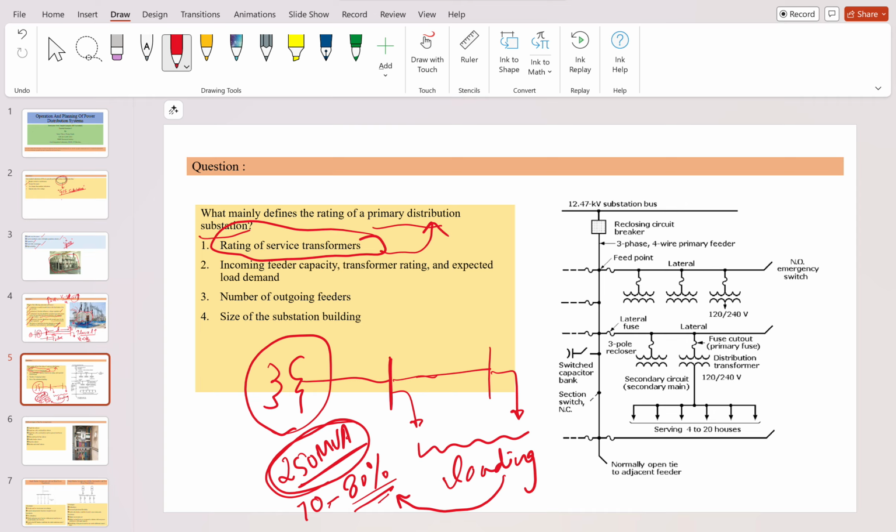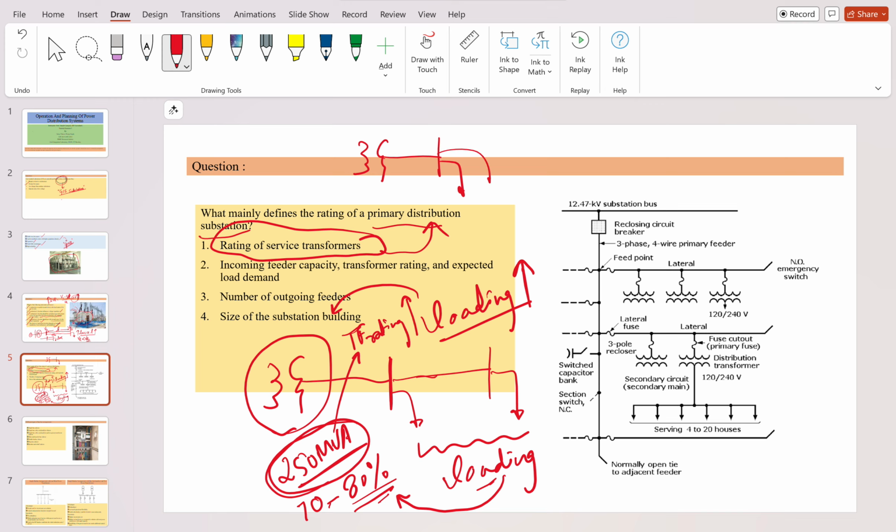Suppose the loading got increased. Considering the safety margin, you have to use a higher rating, so the transformer rating will also increase. Because you're not going to supply this much loading, which was initially there, with that distribution transformer, you have to change the transformer. Suppose there is a distribution substation, and there are different loads.